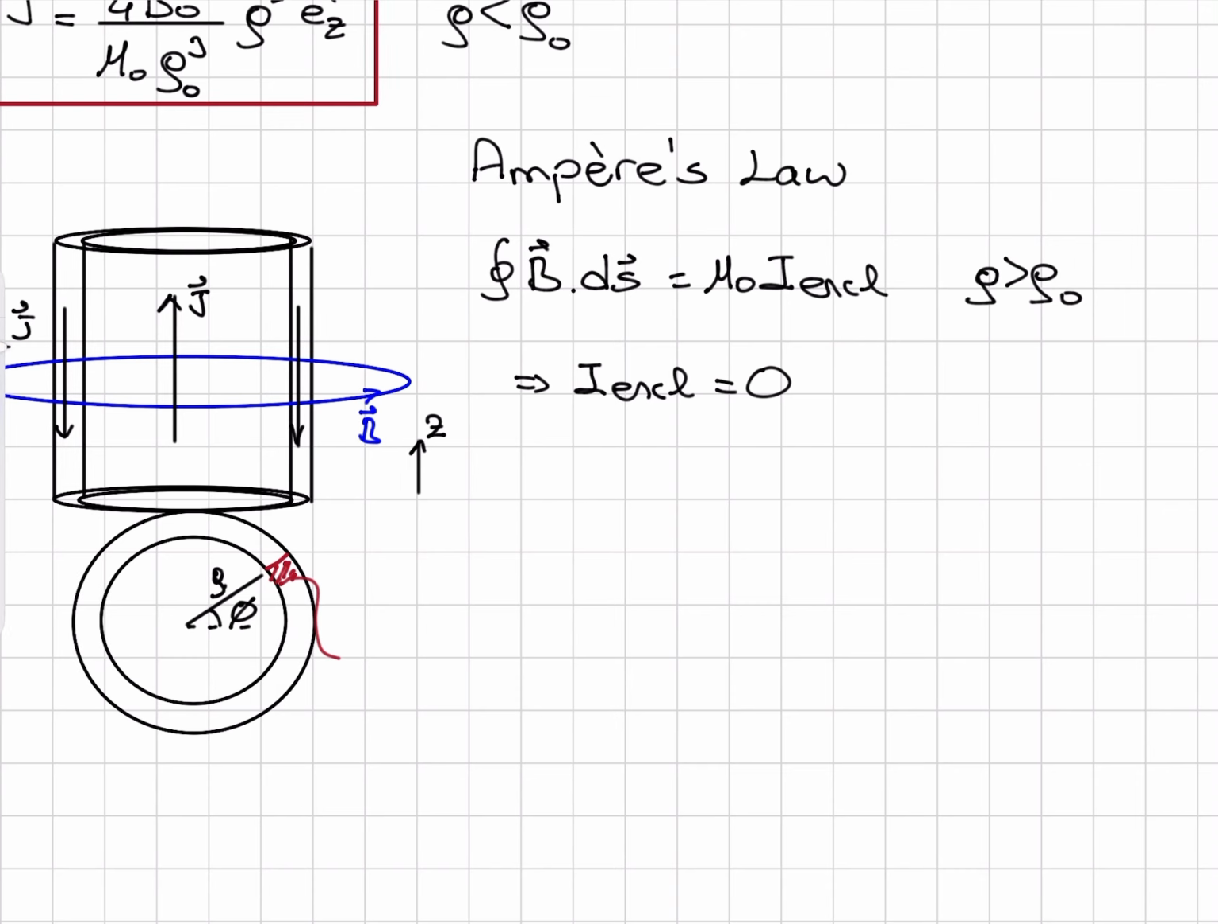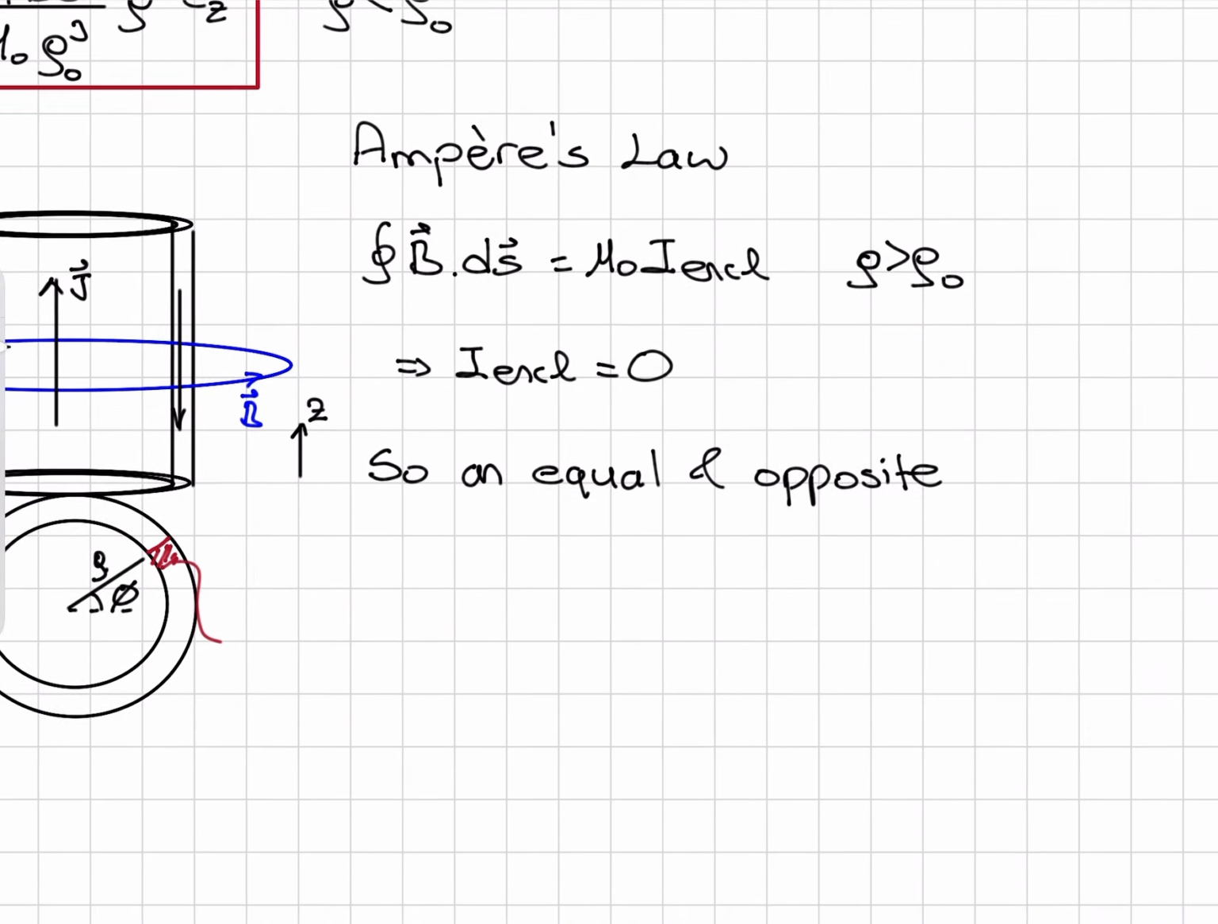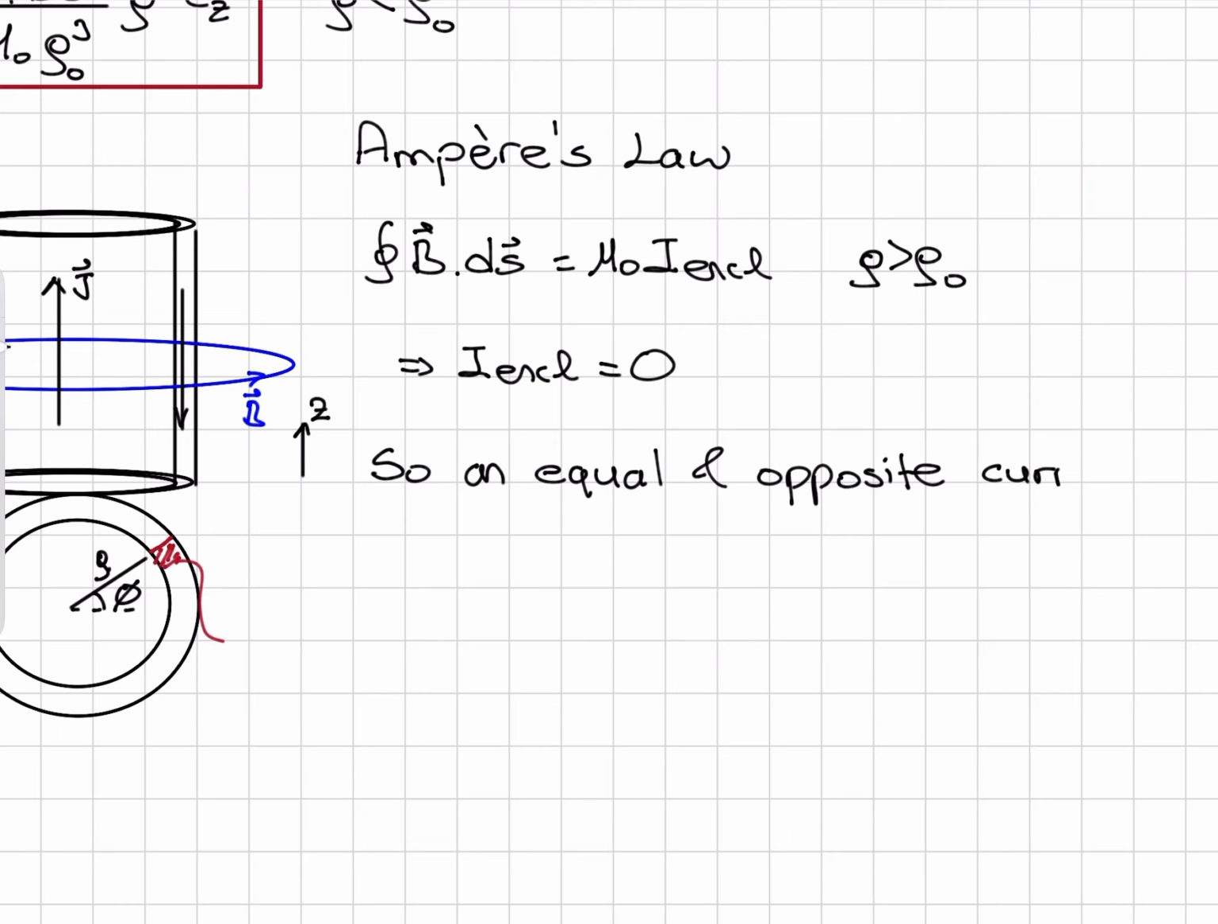So we conclude that an equal and opposite current must flow at the rho is equal to rho 0 shell. So we need to have this condition satisfied.